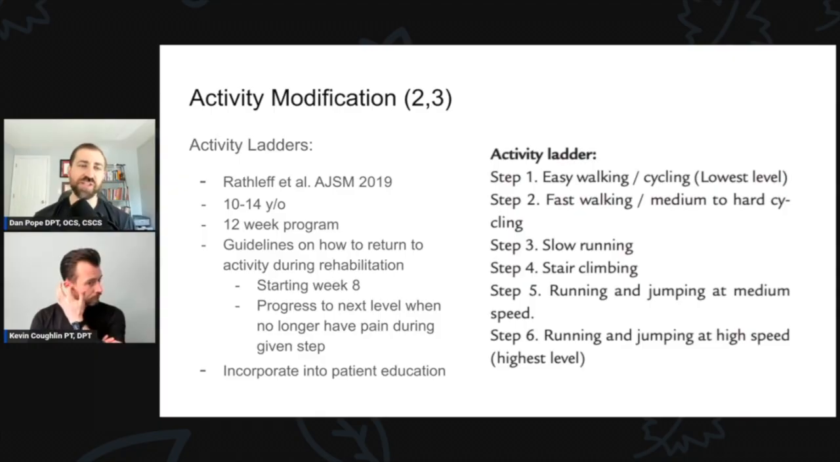This is hilarious to me because it's an absolute no-brainer, which I think most clinicians are attempting to do, or at least should attempt to do, to return people back to sports. But he just basically researched it, right?